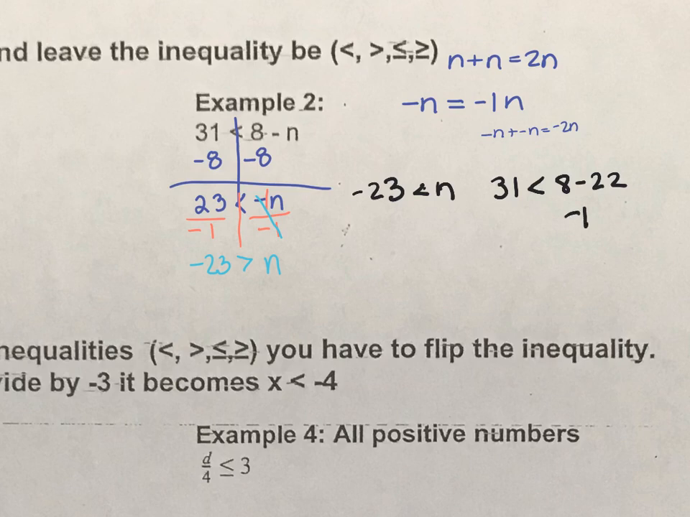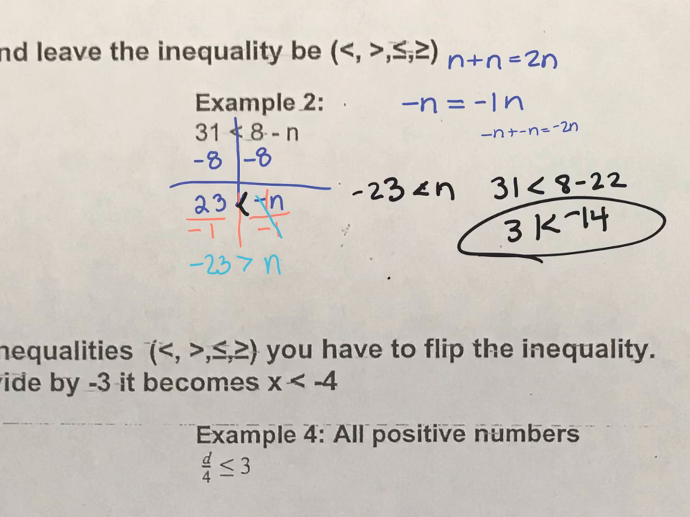Negative 14, right? 31 is less than negative 14. Is that true? No, right? So if I leave my sign this way, see how I left it that way? It makes my answer not true, right?